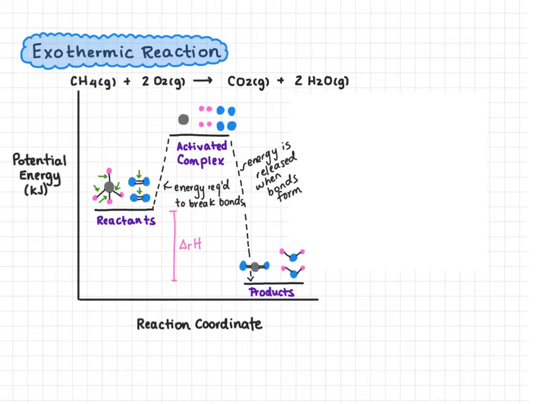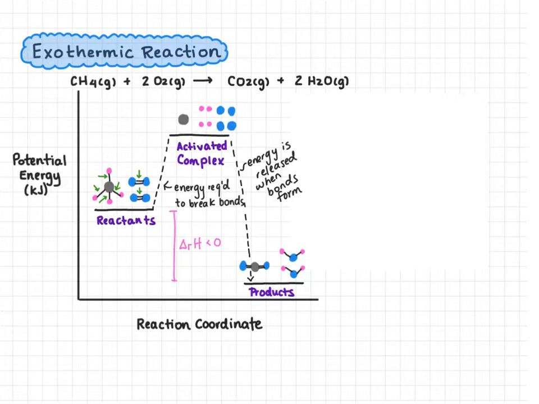Now this is an exothermic reaction, and we know this because our reactants have more potential energy than our products. And so when this reaction occurs, there's going to be a net release of energy to the surroundings, and our delta H value will be negative.